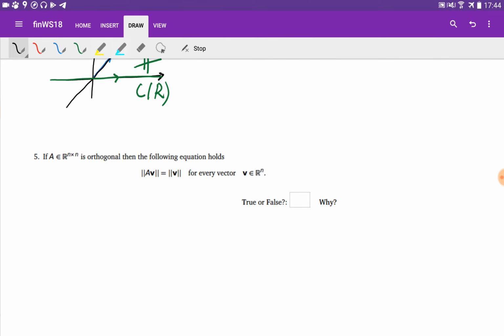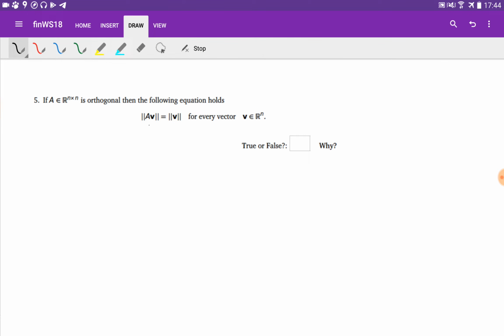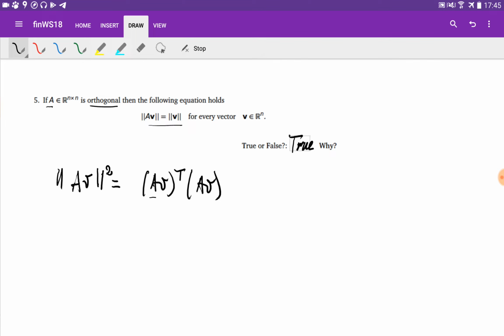So the problem number 5 is to show that this statement is true if the matrix A is orthogonal. So the statement is true, and we can prove this. So the AV and its norm squared is going to be AV transpose multiplied to the AV. If you multiply the vector to itself as a scalar multiplication, it is going to give us the length of the vector squared. So we are going to open up the brackets here by applying the transposition. It is going to be V transpose multiplied to the A transposed multiplied to the AV.